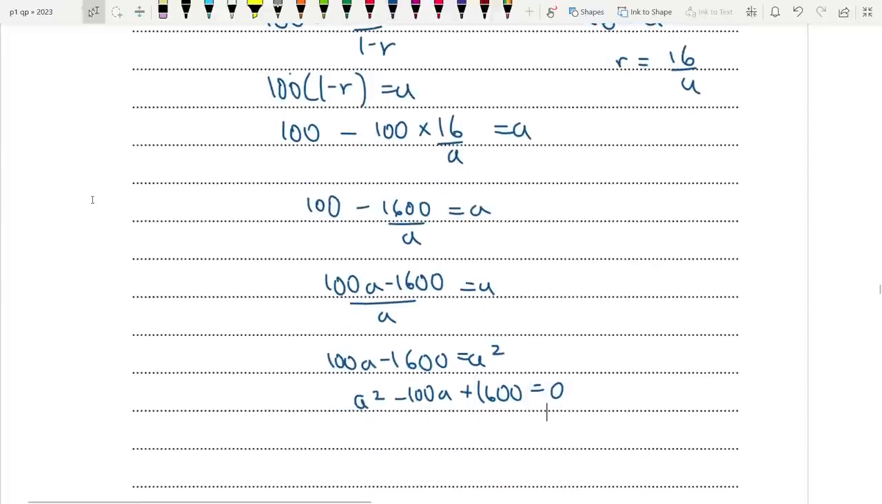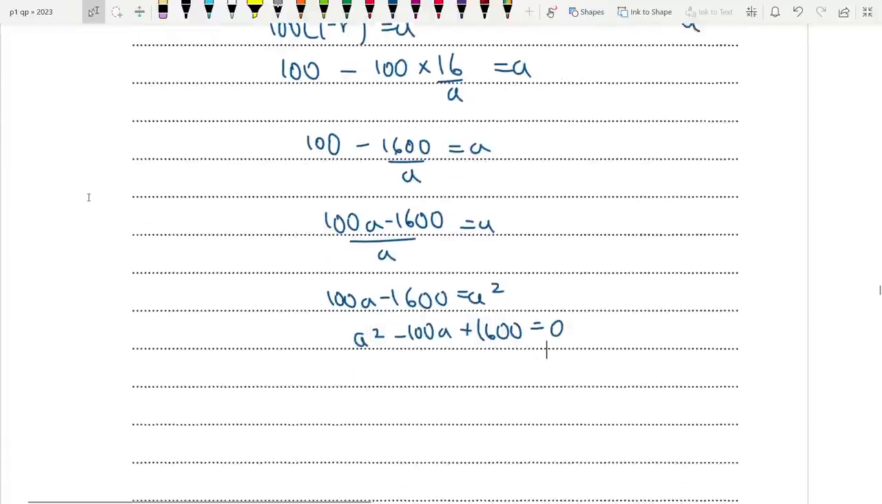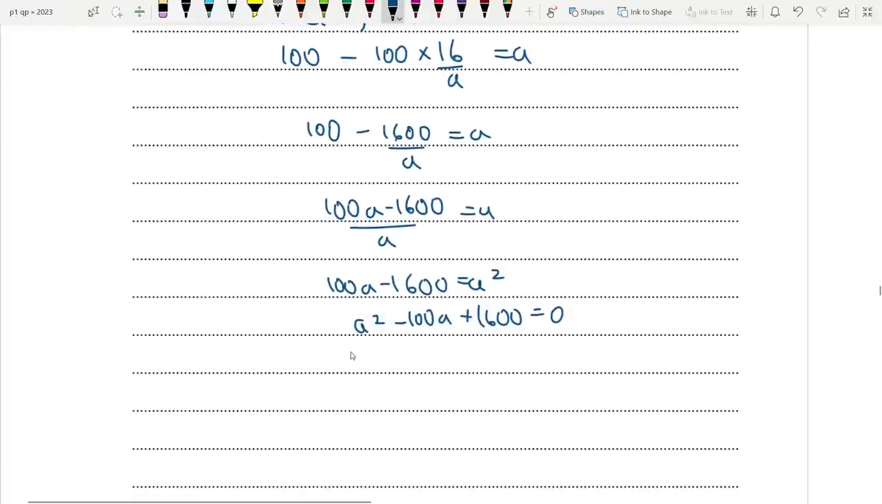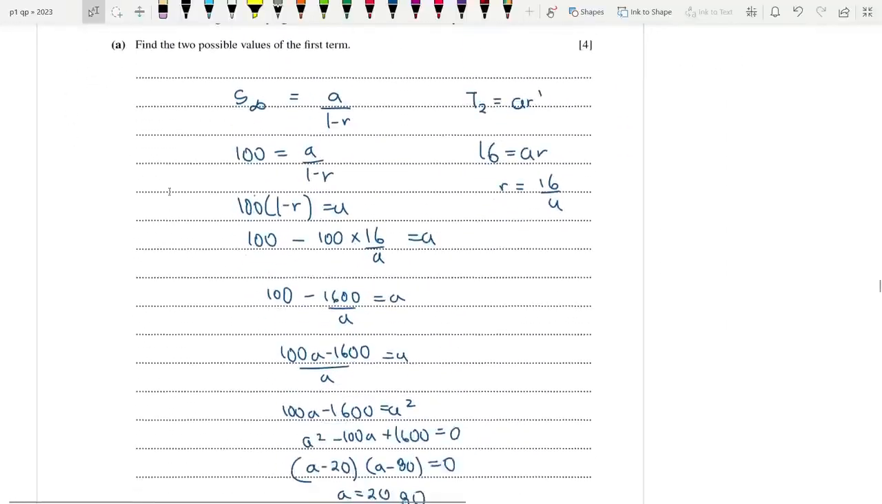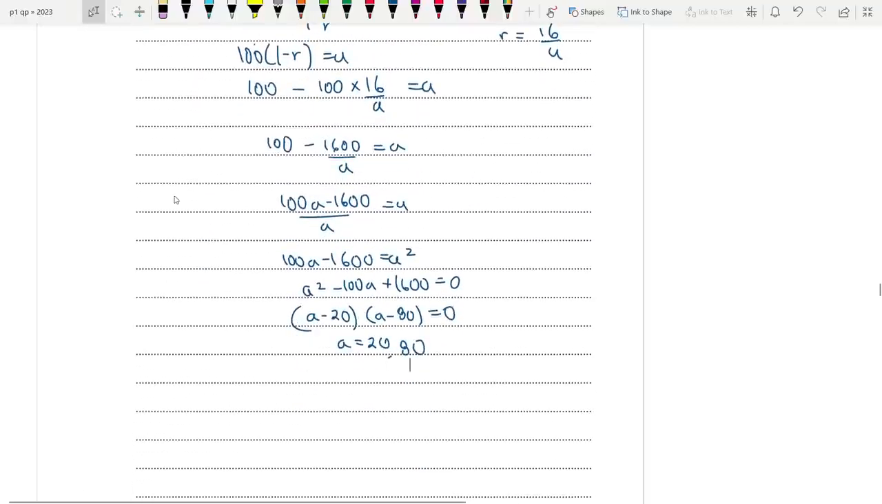So let's use the calculator. 1 minus 100, 1600, 80 and 20. So can I write this? Oh, basically this. So A is equal to 20 or 80. I didn't find out the value of R though. In the mark scheme, they did find the value of R. That's not necessary. This one was also given. This is it. Okay. It's better to show the middle term breaking.